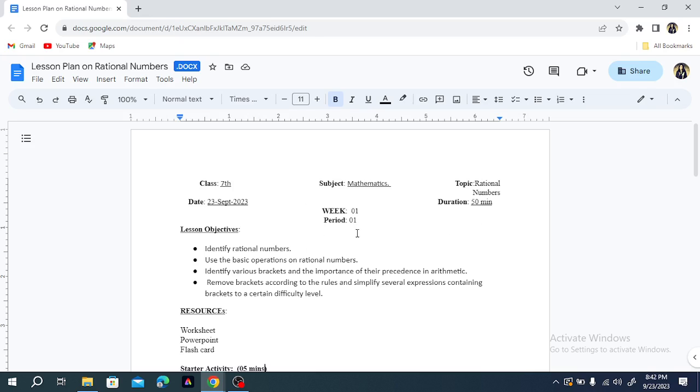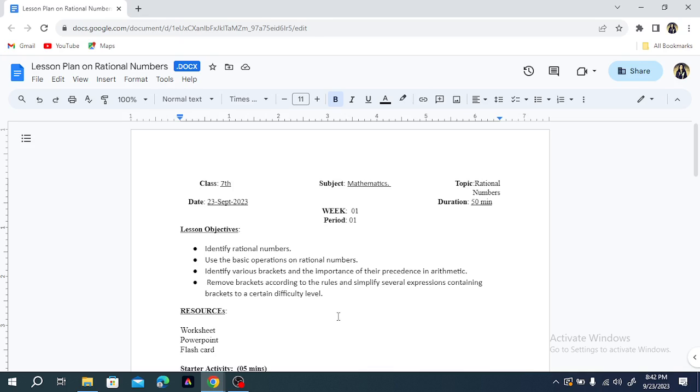And it's week one of the month, since I have just started the topic. And which period is it, which slot is it, you have to mention it. That's the first, second, third, right? Whichever slot, you have to write it here. And let's come to the main part of the lesson plan, that is the lesson objectives. What will the student be able to learn at the end of the lesson? That is the main objective of your lesson.